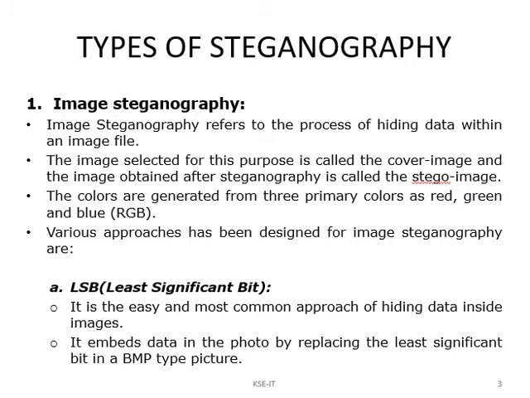Let us see the types of steganography. There are 4 types of steganography. First one is image steganography. Image steganography refers to the process of hiding data within an image file. The image selected for this purpose is called the cover image and the image obtained after steganography is called the stego image. The colors are generated from 3 primary colors: red, green and blue.